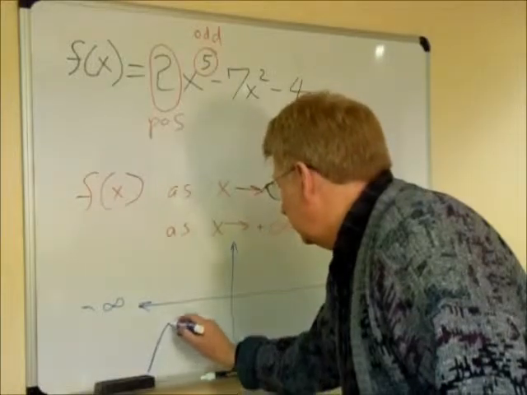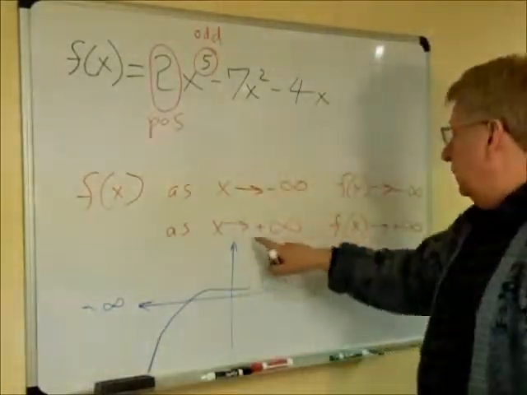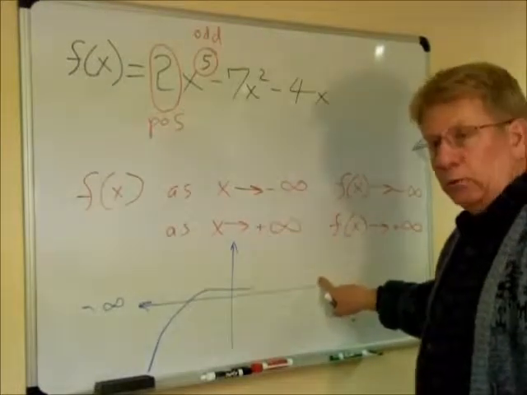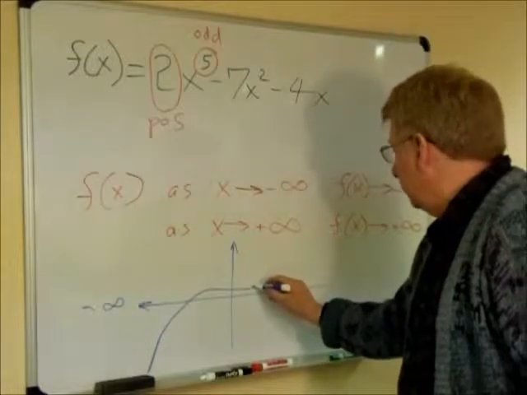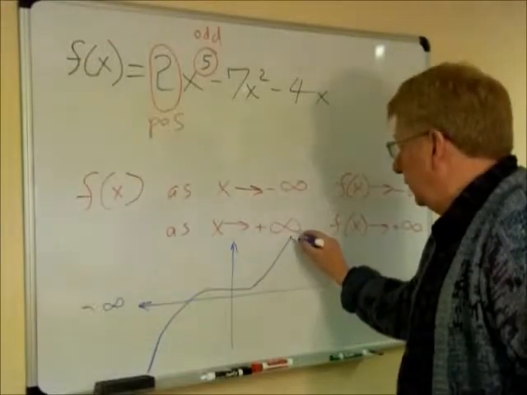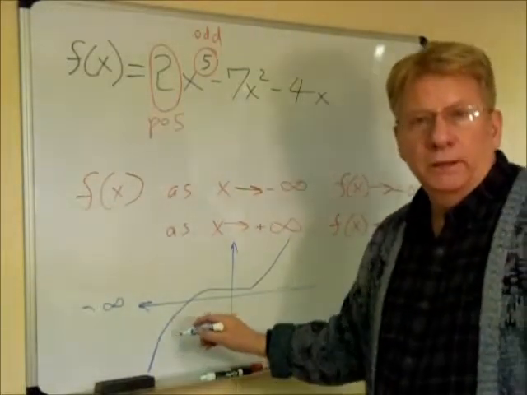And I'm not exactly sure where it changes, but as x approaches positive infinity over here, the function, or the y-scale, approaches positive infinity. So that is roughly the shape that the function would take on a graph.